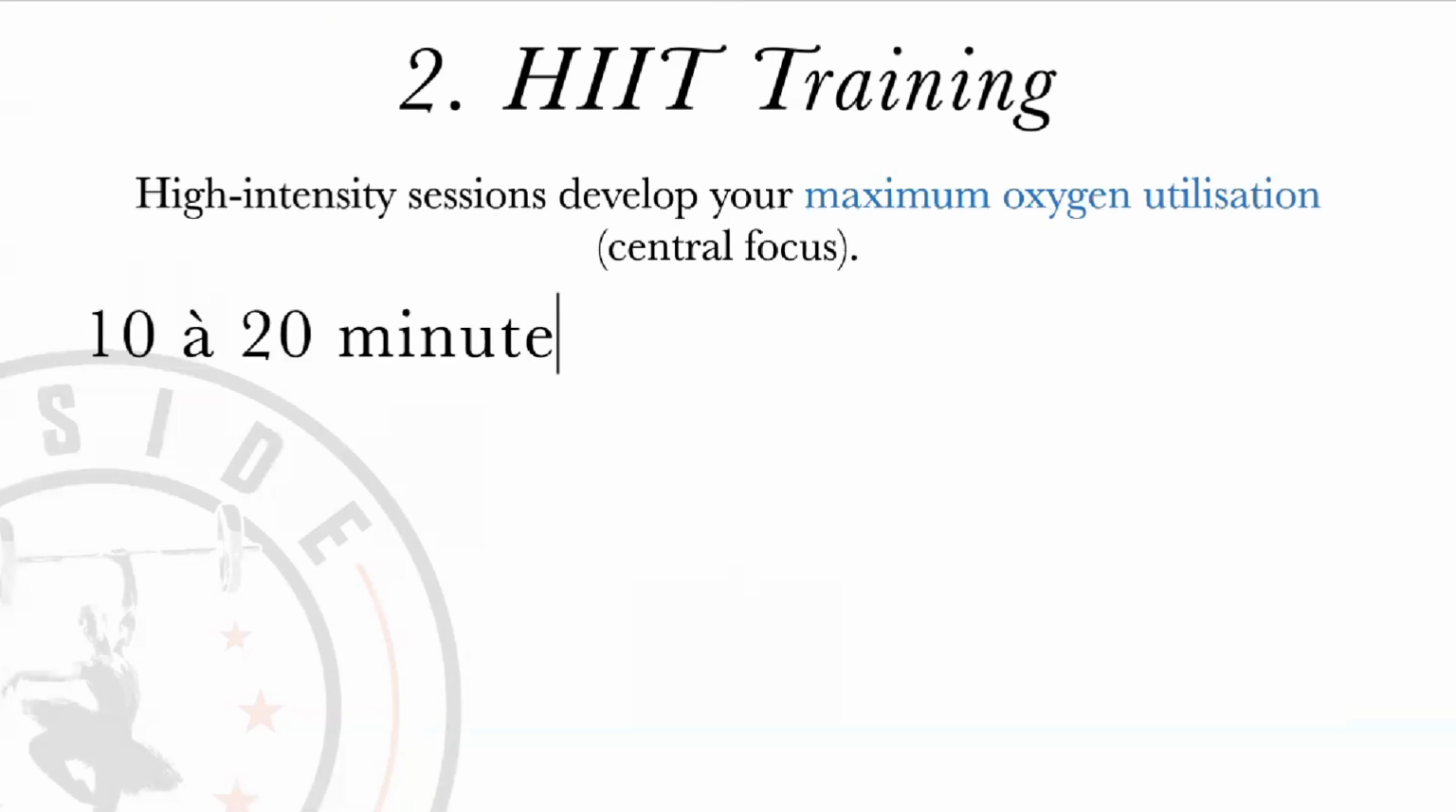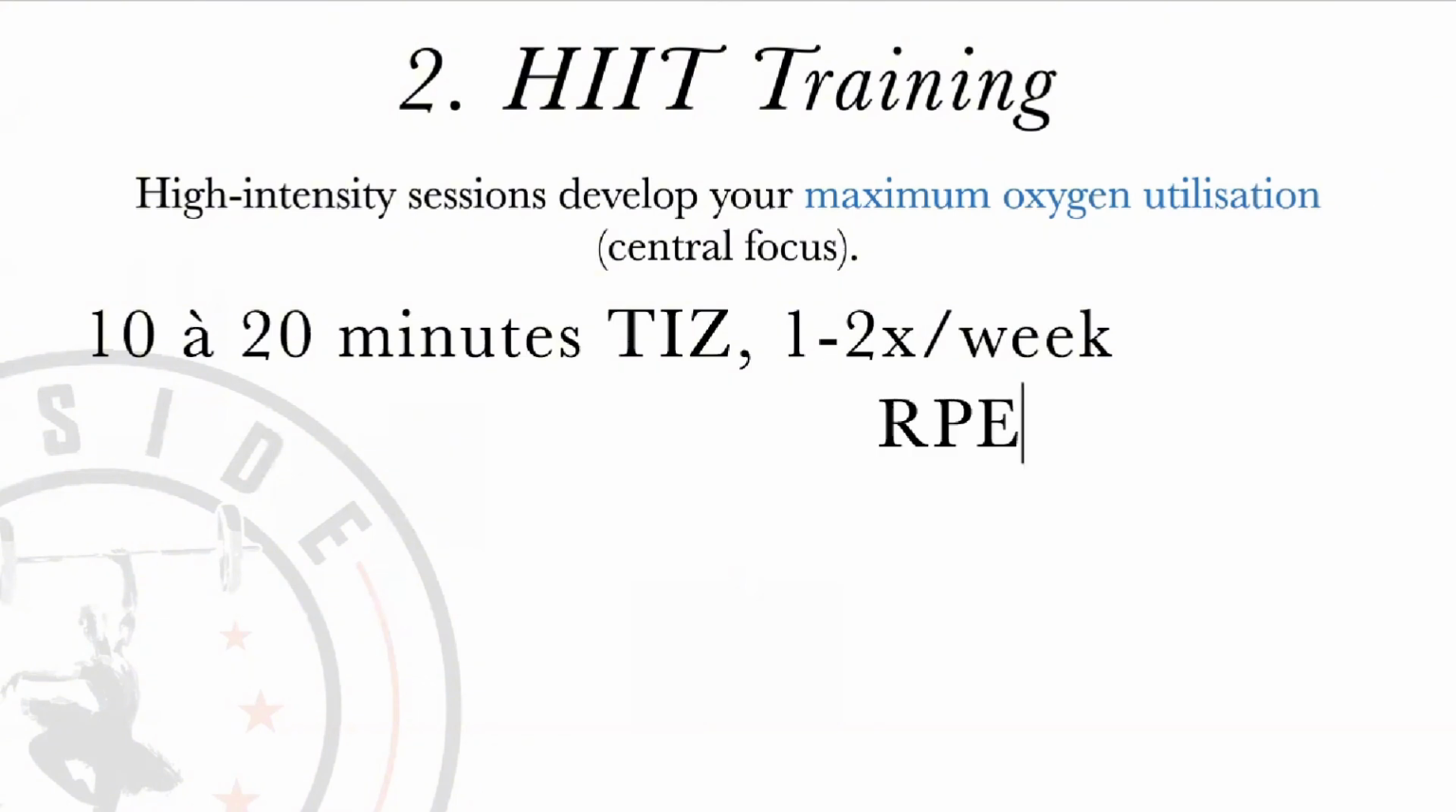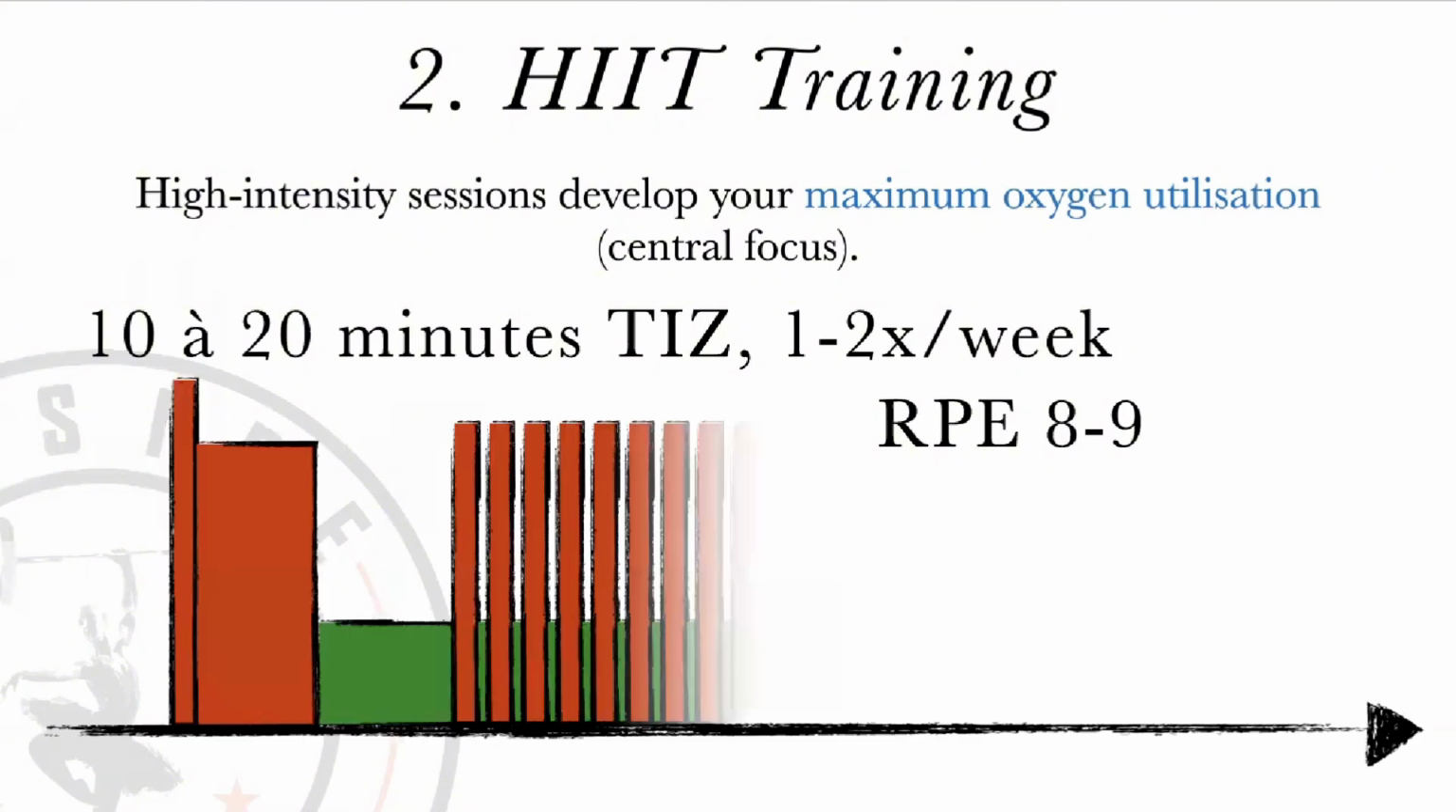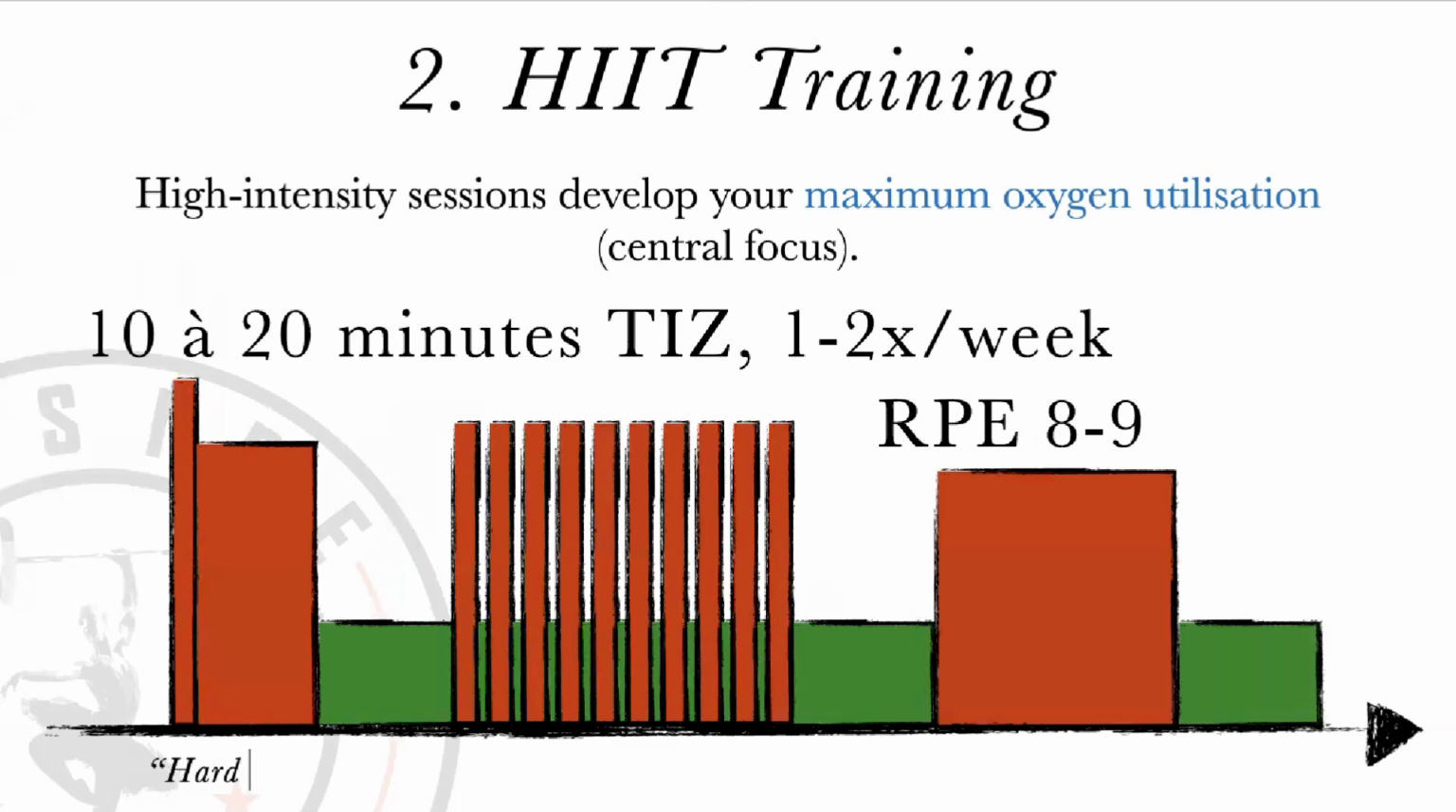Typically, we'll see 10 to 20 minutes of time in zone. That doesn't mean that your session only lasts 20 minutes, but the time that you spend doing the work at high intensity is typically going to be between 10 and 20 minutes. Can go higher for higher level endurance athletes. I will typically see those types of sessions 1 to twice per week with an RPE between 8 and 9. So it's not easy, it's hard work, but it does pay great dividends, especially when it comes to VO2 max improvements. And here are some examples of the different types of intervals you can use.